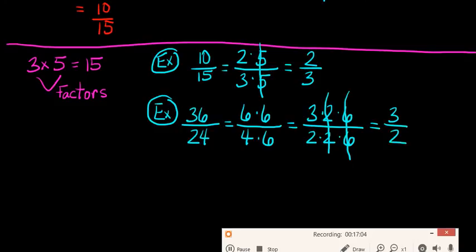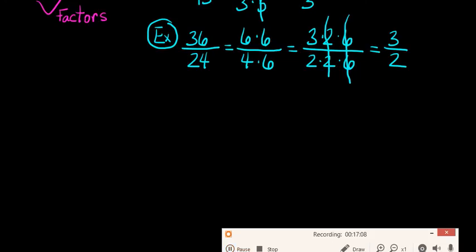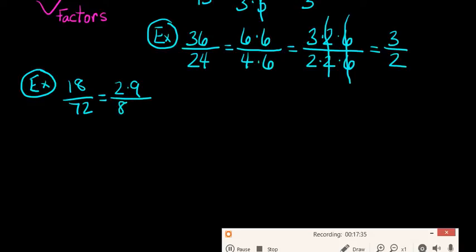Now, if for some reason the number of factors in the numerator and denominator don't match, you can put a 1 in its place. Let's look at this one: 18 over 72. Let's factor this out. I know 18 is 2 times 9. And I know that 72 is 8 times 9. But I know I can factor that out even more.